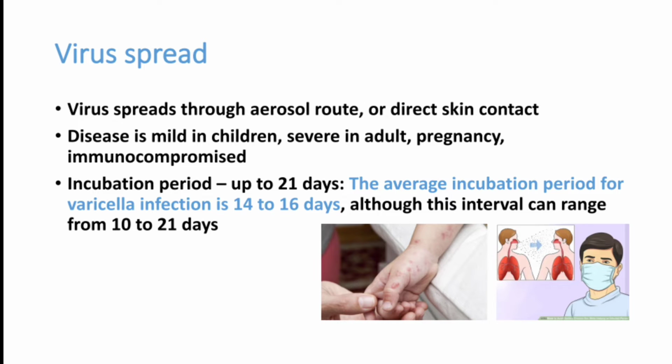In children, the disease is always mild. In adults, it is severe. In pregnancy and immunocompromised, it is very, very severe. So with children, there is no need to worry. They may not have active problems. They may have a mild skin infection. But adults, pregnant and immunocompromised patients have severe problems. The normal incubation period for this virus is 14 to 16 days. That means once you get an infection, after 2 weeks, the patient may have skin lesions.